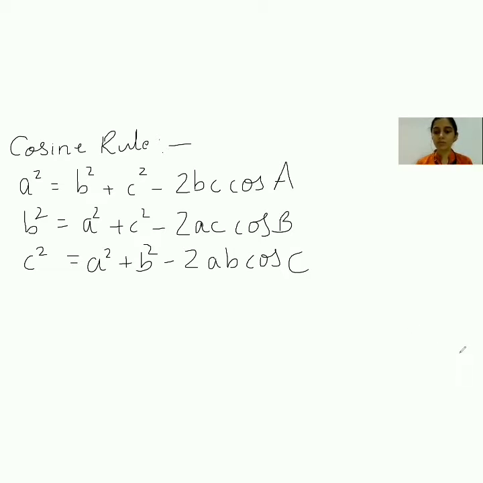So let us begin with the proof. Now, in the proof, there are three cases. So we'll prove only one statement. Similarly, you can prove the other two, or you can write similarly for the other two. The statement that we are going to prove is that a square is equal to b square plus c square minus 2bc cos A. We have to prove this.